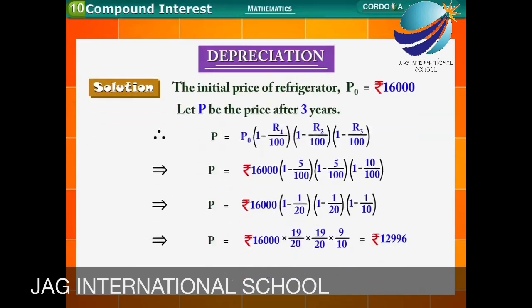This implies P is equal to rupees 16,000 into 19 upon 20 into 19 upon 20 into 9 upon 10, which is equal to rupees 12,996. Hence, the price of refrigerator after 3 years will be rupees 12,996.